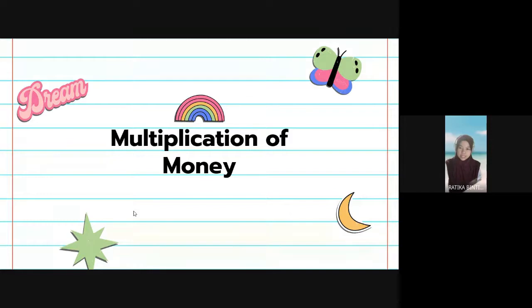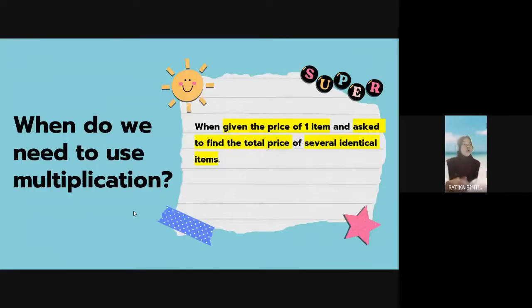Okay, so now we are going to move to multiplication of money. Multiplication of money is the same as you do multiplication with other numbers. The difference is the symbol RM and also the decimal point. When do we need to use multiplication? When given the price of one item and asked to find the total price of several identical items.